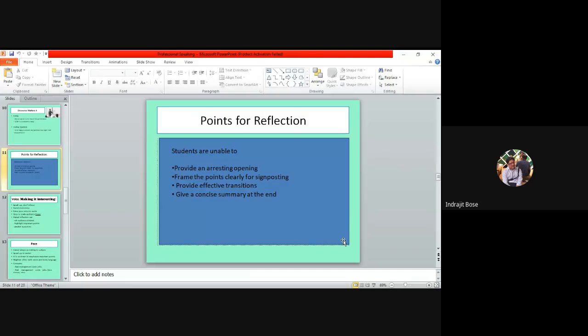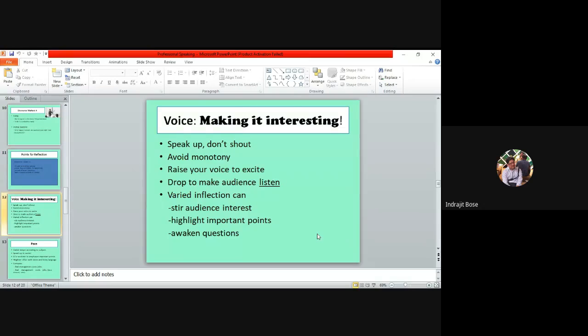Right. So it's important that executives or students, whatever you call them, are able to provide an arresting opening. They can frame the points clearly for signposting, provide effective transitions, and give a concise summary at the end. It's very, very important. Now, how to make it interesting? Once again, I will play a very short excerpt of a business meeting, an excerpt from arranging that. Just listen to the way that people are speaking over here.